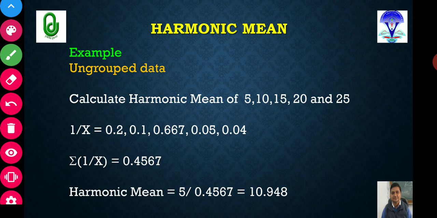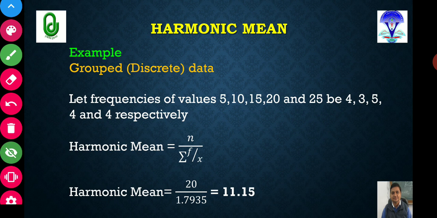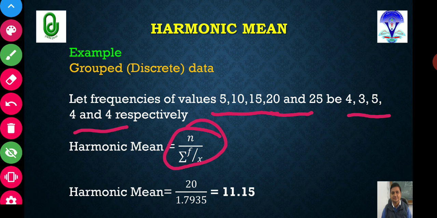Now the second one is the group data, that is the discrete series. In group data, you know, there will be the frequency of the values. So the values are 5, 10, 15, 20 and 25, and the frequencies are 4, 3, 5, 4 and 4 respectively. So what we will do is write the formula, that is n divided by summation f by x.